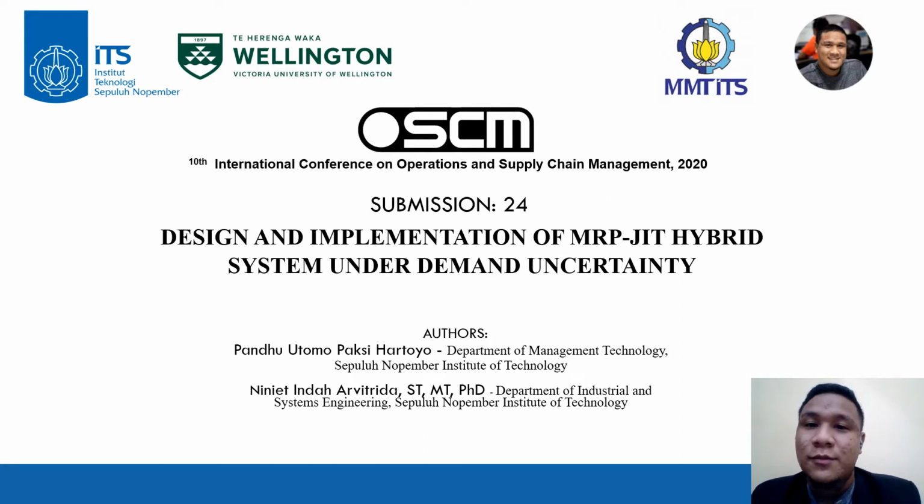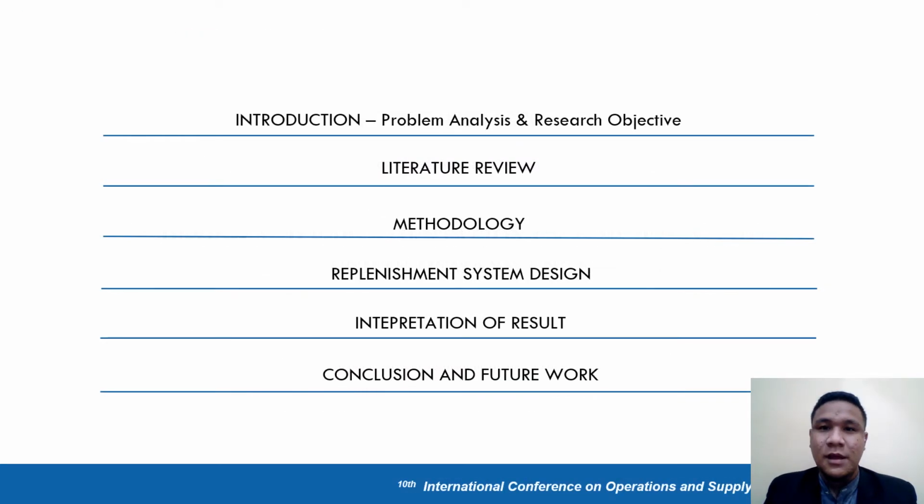Today, I would like to present about the design and implementation of an MRP-JIT hybrid system under demand uncertainty. The outline for this presentation: first is the introduction, with the problem analysis and research objective. Second is the literature review with related work. Third is the methodology for the study. Fourth is the replenishment system design, outflow process, and renewal flow process. Fifth is interpretation of results from the study. And the last is conclusion and future work.